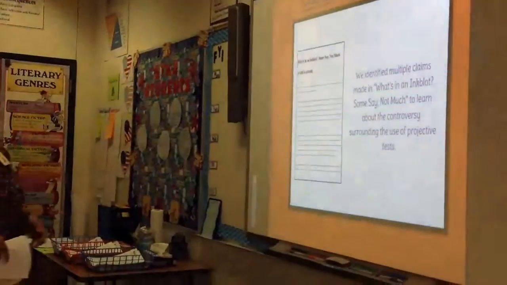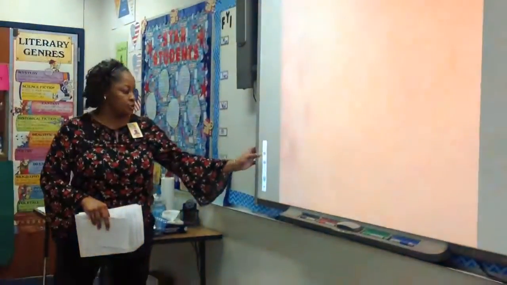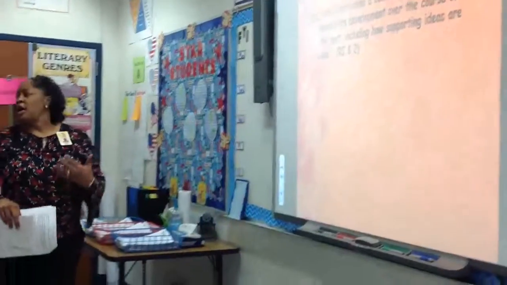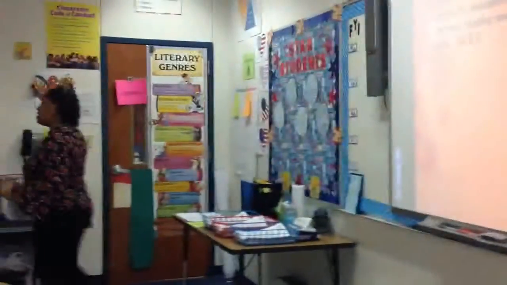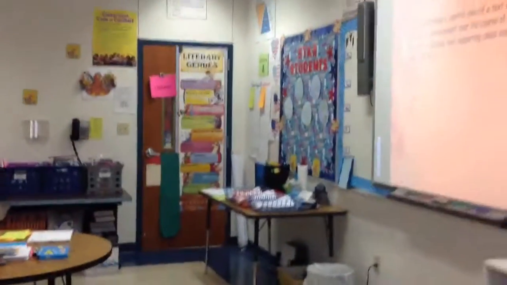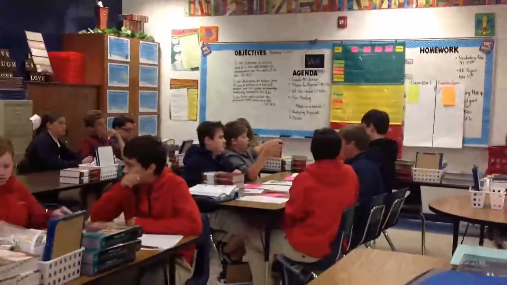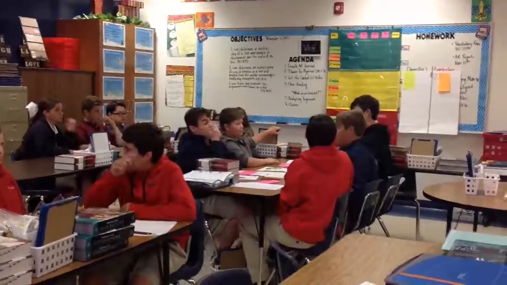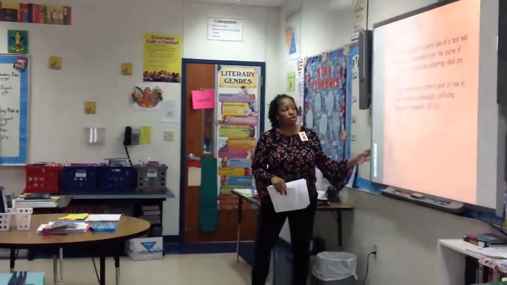Okay. All right, guys. We've identified multiple claims made in what's in an ink blot, some say not much, to learn about the controversy surrounding the use of projective tests. Okay? So, did we determine what the central idea of this passage is? What is the central idea, AC? Whether the ink blot is like good for psychology or not. Okay, whether or not it's a reliable and valid instrument to use.